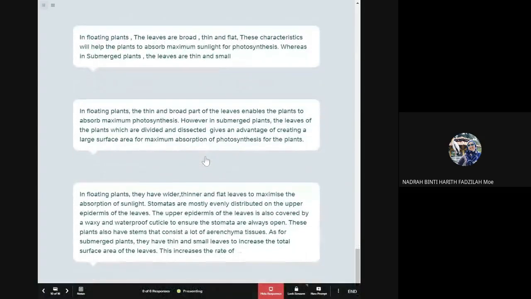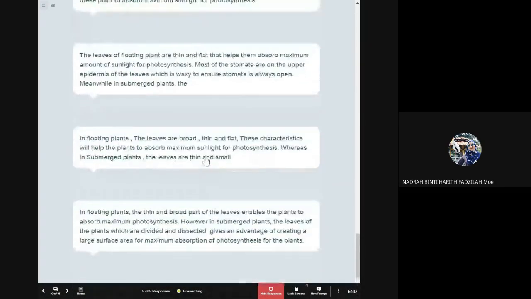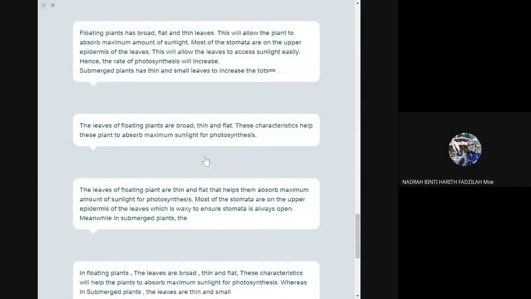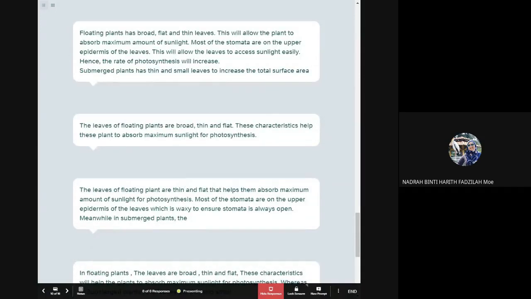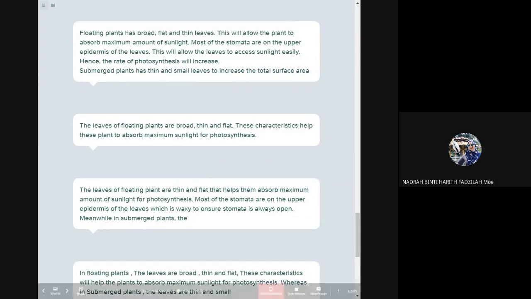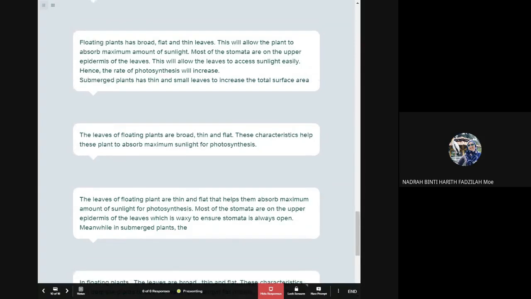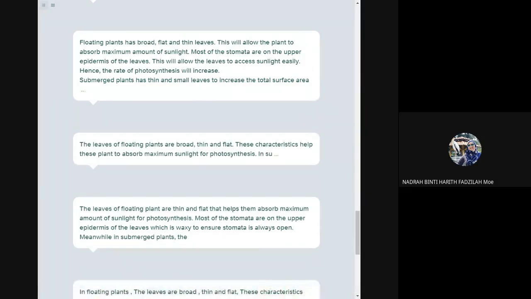Okay, most of you dah habis. Ada yang titik-titik lagi. Tak apa, kita baca dari atas dulu. Saya perasan ada yang guna balik point untuk gaseous exchange tu. Saya setuju. Thin and small leaf have increased total surface area for absorption of sunlight. Betul-betul, saya setuju. Point yang sama kita boleh guna. Teruskan.